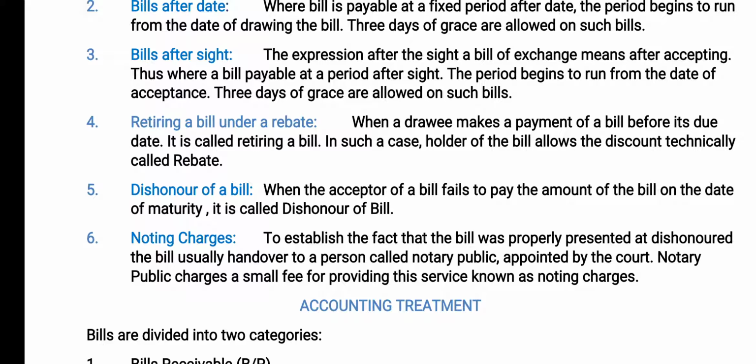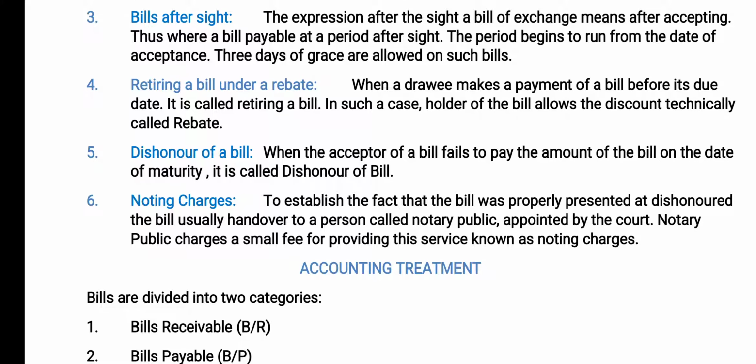The next term is noting charges. Noting charges generally means to establish the fact that the bill was properly presented and dishonored. The bill is usually handed over to a person called a notary public. So noting charges are always applied after the dishonor of the bill.